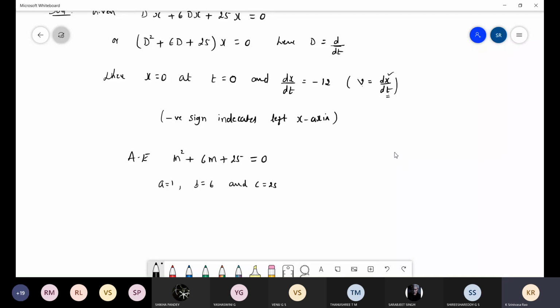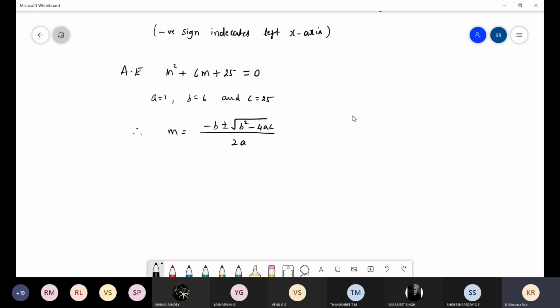c equals 25. So therefore m equals minus b plus or minus square root of b square minus 4ac, divided by 2a. Substitute. Minus b is minus 6, plus or minus square root of b square, which is 36, minus 4ac. 4 into 1 into c is 100, divided by 2a, which is 2.